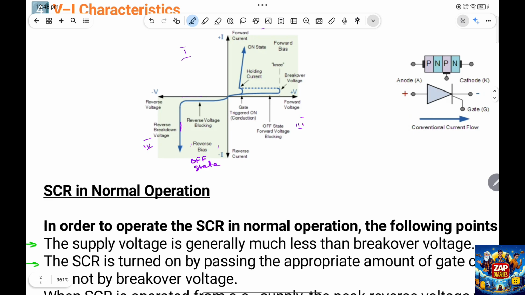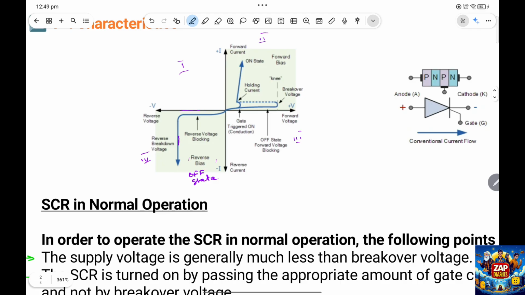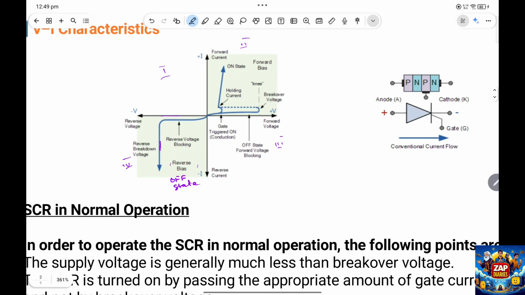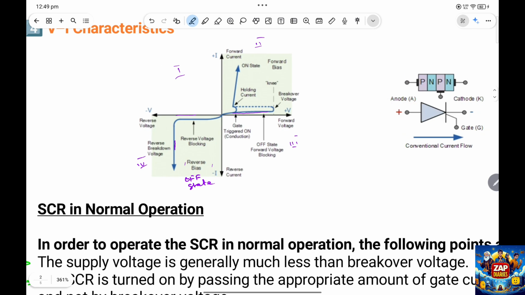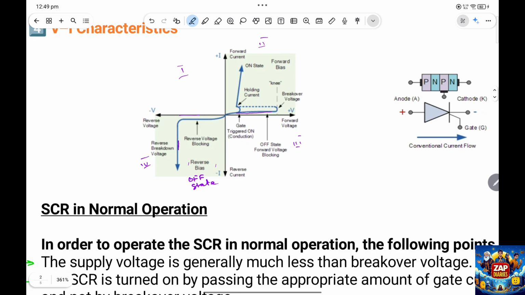So in the forward bias region, we basically start in the off state. Even though the voltage is positive, the SCR blocks it. You notice how this line stays flat. This shows only a tiny amount of leakage current. Okay, so the device is basically on, but still it blocks the current. It's basically waiting for a signal.